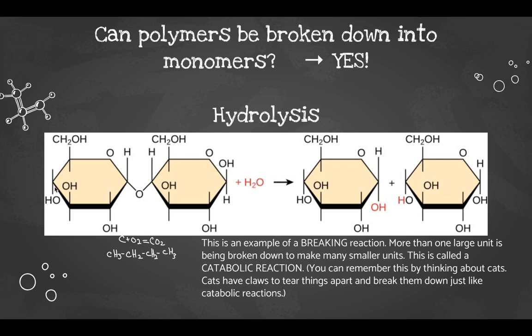Here we have a polymer. This is really like a dye. It's got two pieces here, but we're going to call this a polymer. We have a large molecule that we are adding water, hydro, to, and we're going to lyse it, lysis. We're breaking it apart. Here's that water molecule. So we have one molecule plus water gives us two molecules, hydrolysis. We're breaking this apart with the addition of water.